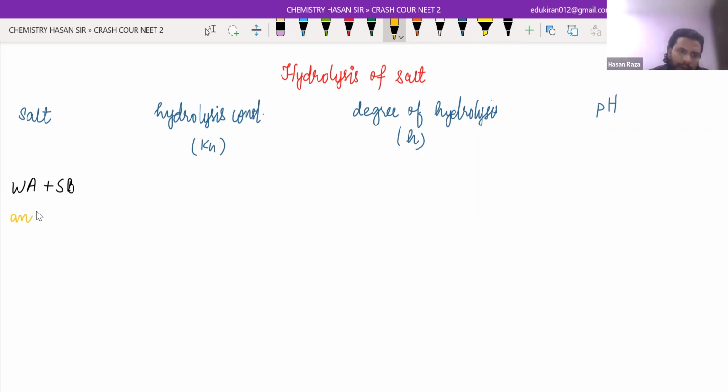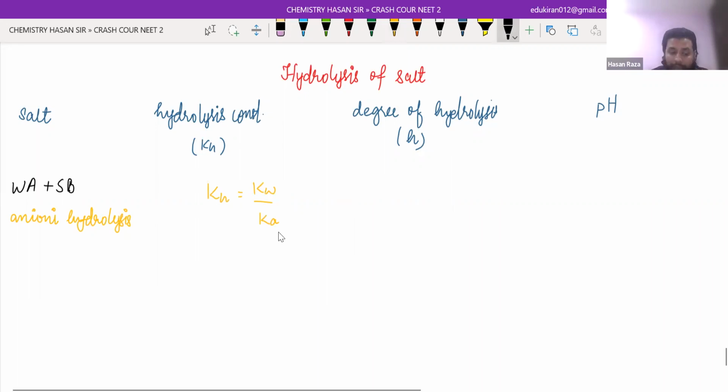Since in base you have the anionic part hydroxide ion, we can call it anionic hydrolysis because base is strong. So here Kh value will be equal to Kw upon Ka. What is this Kw? Kw is the ionic product of water and Ka is the acid dissociation constant. And the value of this hydrolysis constant h will be equal to under root of Kh, that is hydrolysis constant, divided by C.